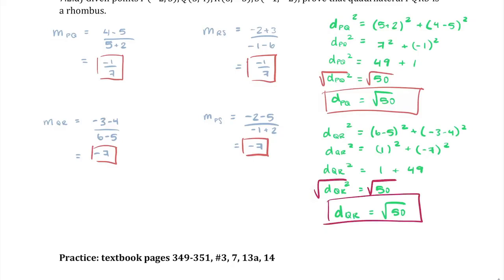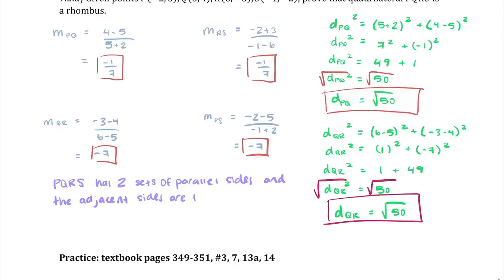So now we've got 2 sets of parallel sides and the adjacent sides are the same length. Why don't we write that in a sentence, hey? So PQRS has 2 sets of parallel sides, and the adjacent sides are the same length. Sick. Right. Therefore, my PQRS is a rhombus.